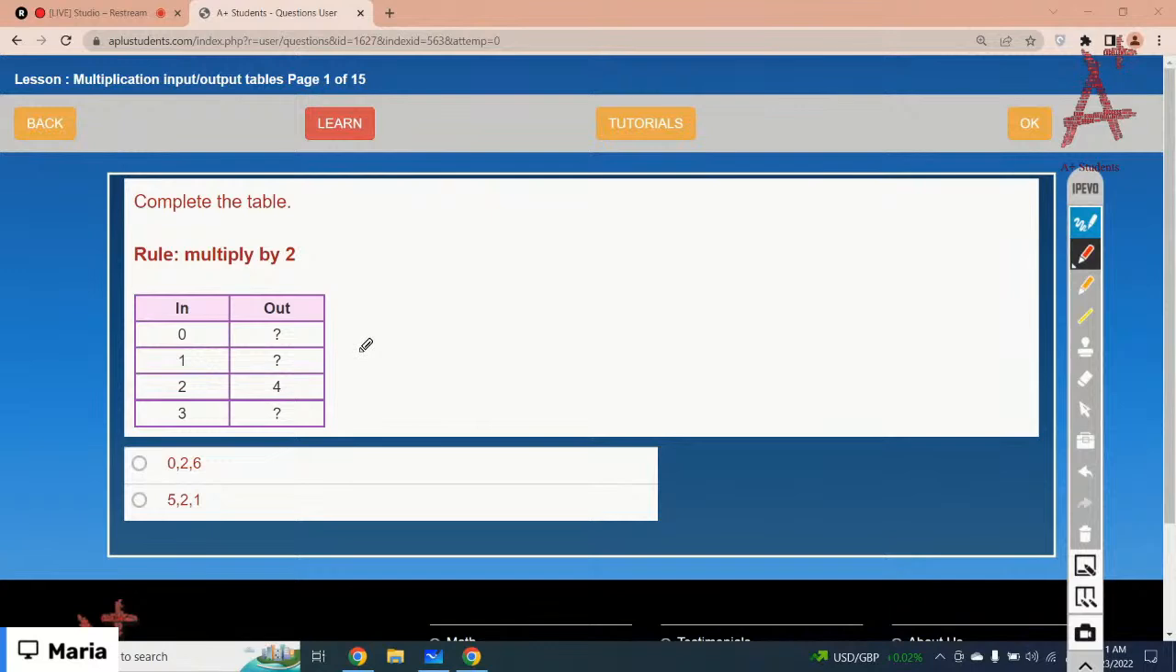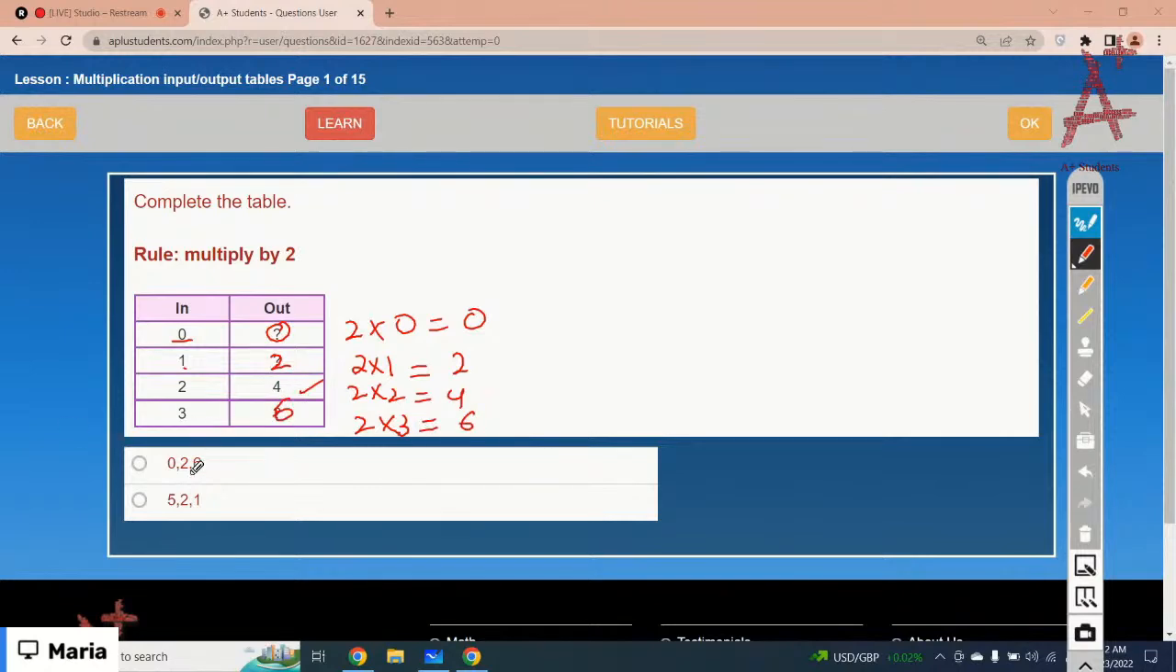So the input value for the first one is 0. Just do 2 times 0. 2 times 0 is 0. That means here you have 0. Got it? Then the next input value is 1. Just do 2 times 1. 2 times 1 is 2. So here you have 2. The next one is 2 and 2 times 2 is 4. So here you have 4. Then the next one is 2 times 3 and 2 times 3 is 6. So here you have 6.